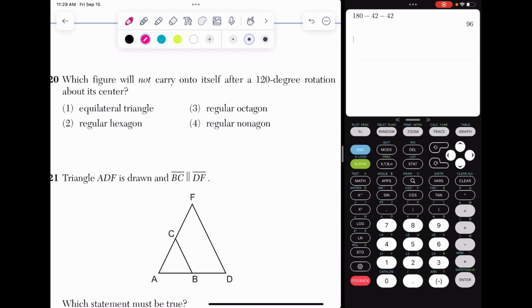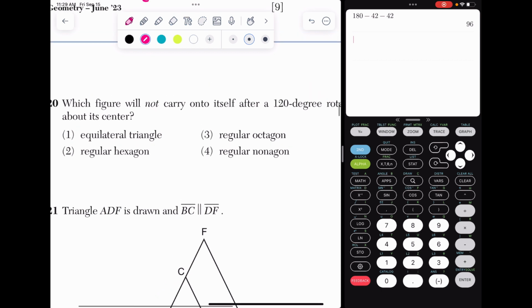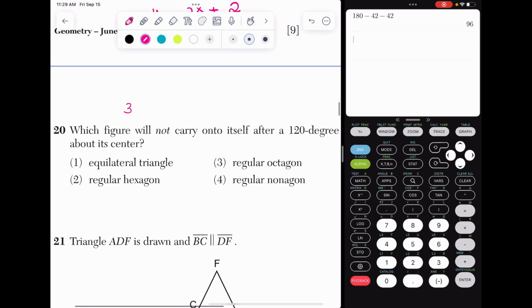Number 20, which figure will not carry onto itself after a 120-degree rotation about its center? The rule for this when you're doing rotational symmetry is 360 divided by the number of sides. If I do that for choice 1, I would get 360 divided by 3, which would give me 120, so choice 1 is out. Choice 2, I'd get 360 divided by 6, since it's a hexagon, I'd get 60. But remember, any multiple works, so if I multiply that by 2, I get 120.